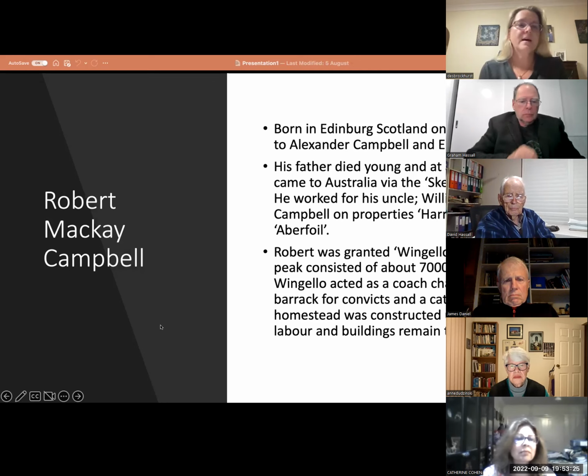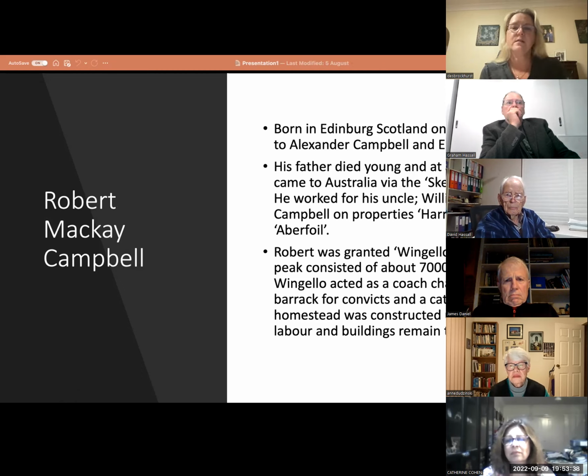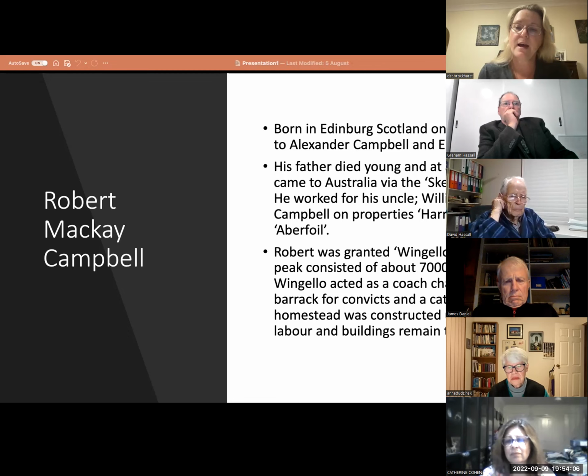So Anne Hassall's husband, Robert Mackay Campbell, was born in Edinburgh, Scotland on the 16th of August, 1806, to Alexander Campbell and Elizabeth Dick. His father died young, and at the age of 17, Robert came to Australia via the Skelton. He worked for his uncle, William Douglas Campbell, on properties Harrington Park and Arbourfoyle. Robert was granted the property Winjalow, which at its peak consisted of about 7,000 acres. Winjalow acted as a coach changing station, a barrack for convicts, and a cattle farm. And he built a fine homestead there as well using convict labour, and the buildings remain to this day.